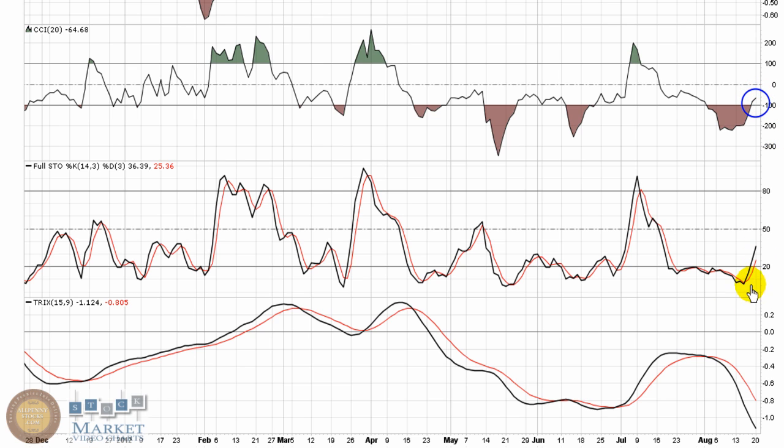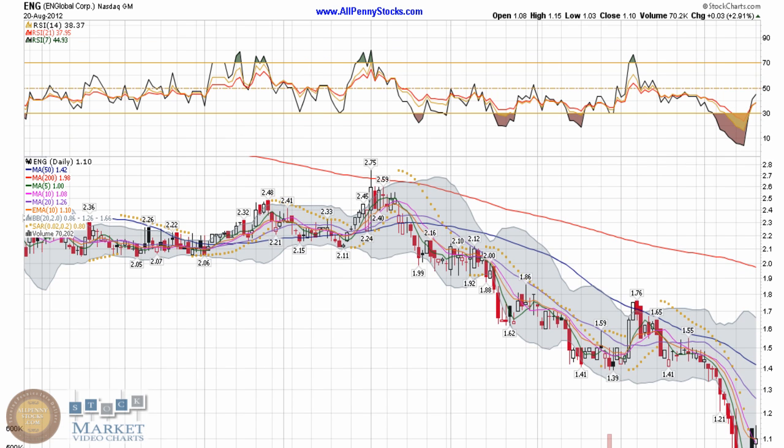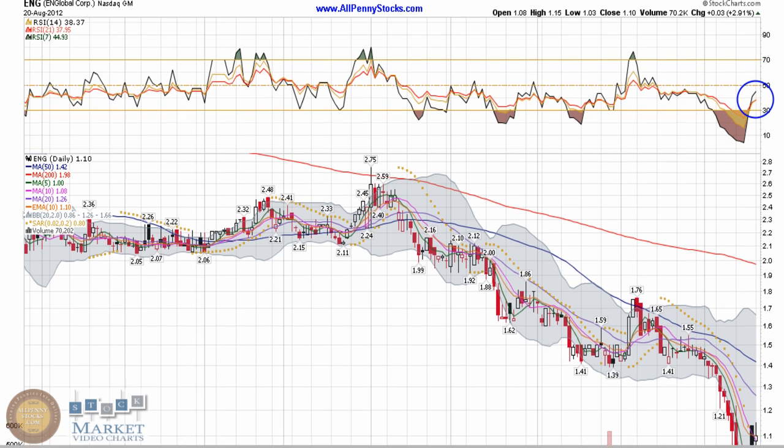Full stochastic, a gauge of momentum, starting to move upward. TRIX, just not going to get anything from that. It's a lagging indicator. It's triple exponentially smoothed. Moves very slowly. RSI is also a gauge of momentum, making a sharp move over the last 3 days.